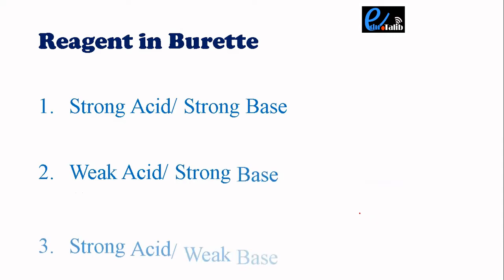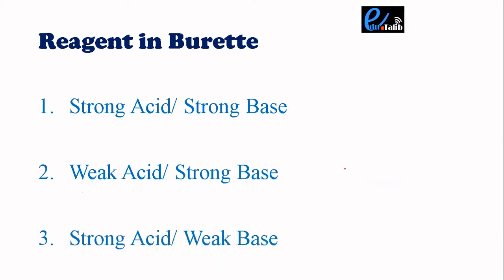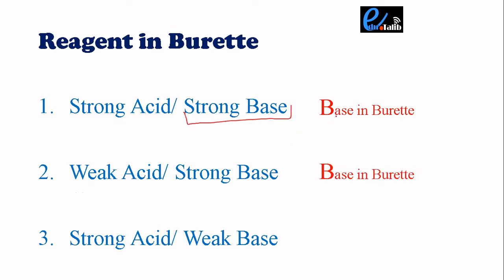Next, the selection of the reagent. Which reagent should be poured in the burette? This is much easier to understand and remember. Once again, the same thing: the base is strong, so it should be in the burette. Again, the strong base in the burette.